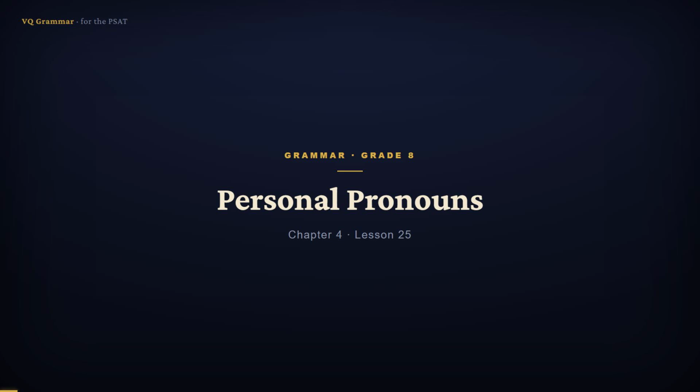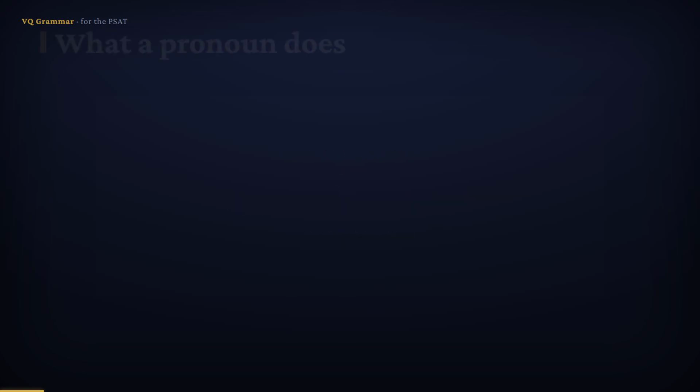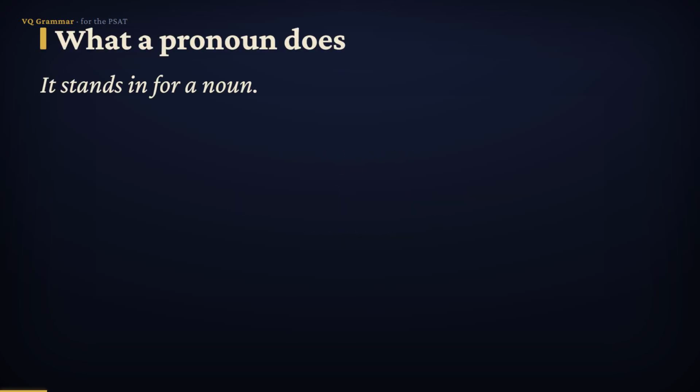A pronoun is a small word that takes the place of a noun, so we don't have to keep repeating the same name. Today we meet the personal pronouns, the everyday words like I, you, he, she, and they. Let's start with the big idea. A personal pronoun takes the place of a noun that names a person or a thing.